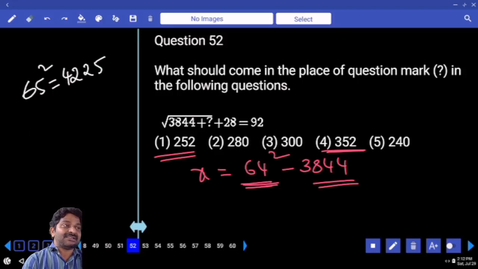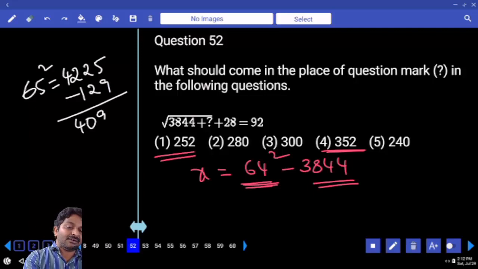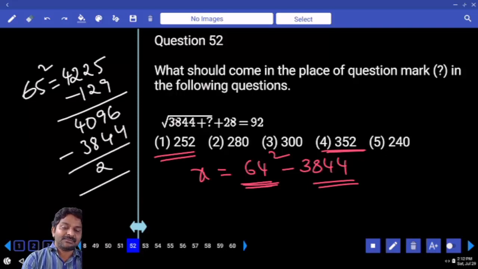To get the previous number's square, how do you get it? Subtract 65 and 64, which is 129. If 129 is subtracted from this number, how much is that? 4096. From this we have to subtract 3844. This is 200 something only. The answer is done. You know that the answer ends with 2 and starts with 2. There is only one. Followed?